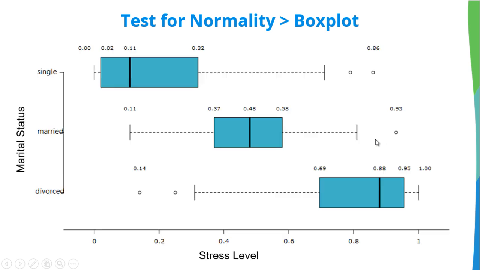So take note. For example, let's say we have marital status and stress level under the box plot. This is marital status: single, married, and divorced. And this is stress level.